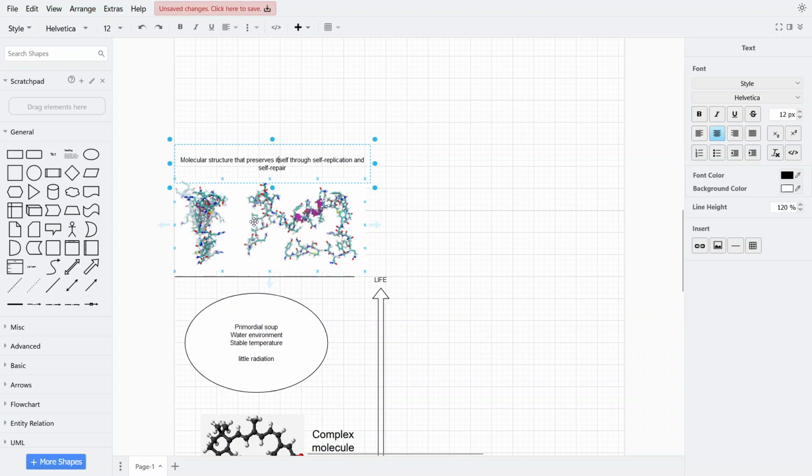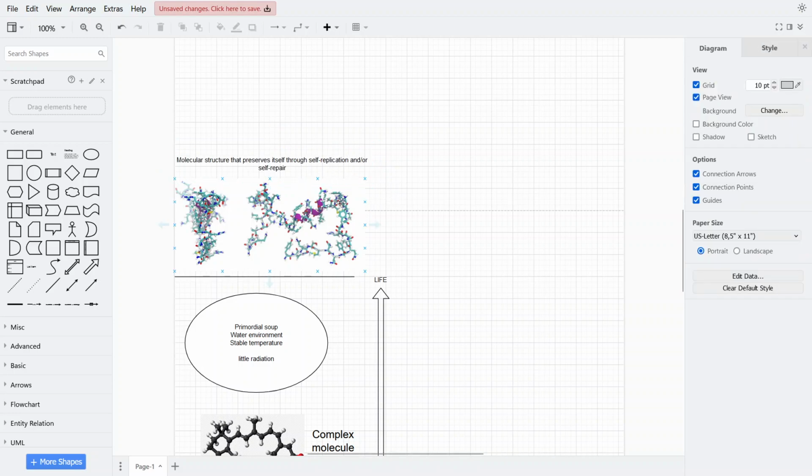So you have this molecular structure that preserves itself through self-replication and/or self-repair. With this, you can imagine that you have something that replicates, a molecule that replicates itself. Then through a lot of time, billions of years, that molecule can get more and more complex.